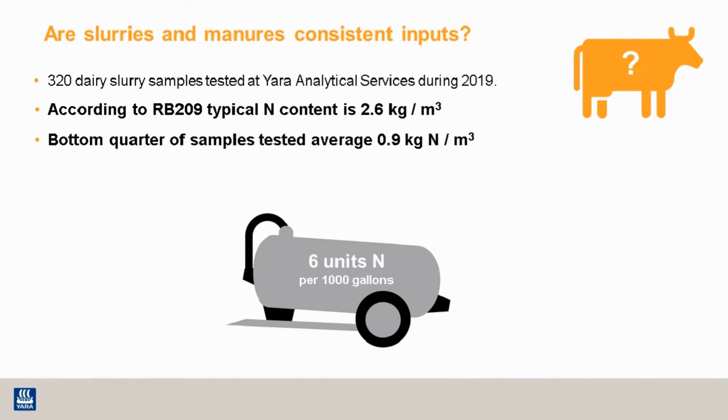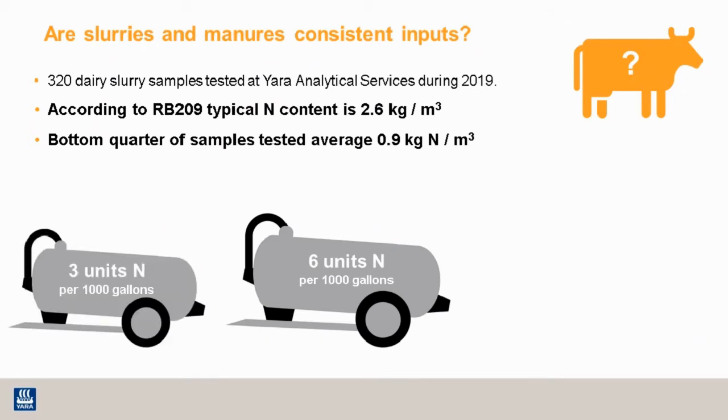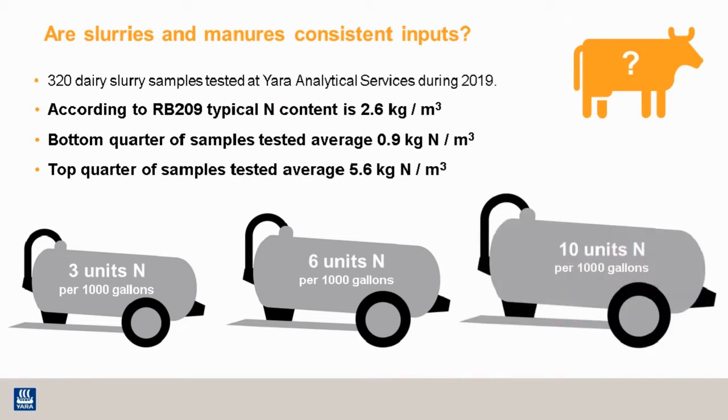But when we look at the bottom quarter of samples, if we like the least concentrated samples, we find there the average nitrogen content is around about 0.9, less than 1 kilogram of nitrogen per cubic meter. And that means in the real world, 1,000 gallons of slurry are actually only delivering 3 units of available nitrogen. Conversely, if we look at the richest quarter, we see that nitrogen content has shot up to nearly 6 kilograms per cube. And again, in real world terms, that means we're delivering now 10 units of available N.